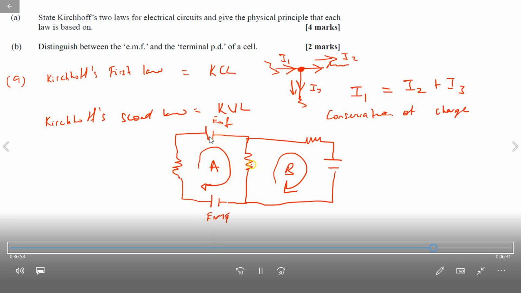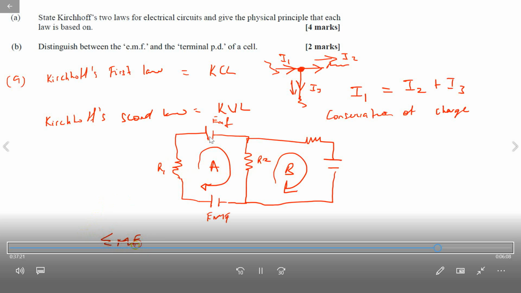So yes, as I was pointing out to you, I have two EMFs. Remember Kirchhoff's second law says the sum of the EMF. But you must understand, when are we going to sum these EMFs together? Follow me, right? Because it's important that we understand something here, and I think you're going to see it very soon.